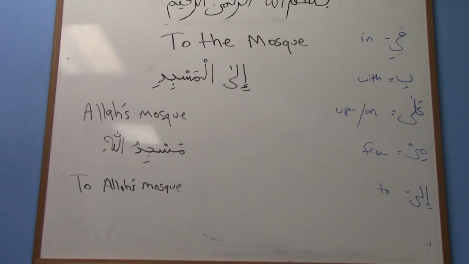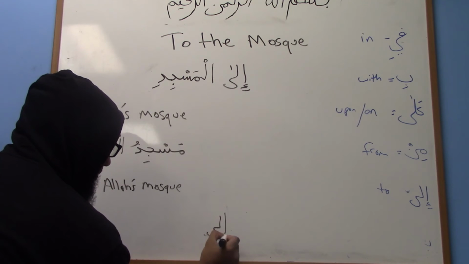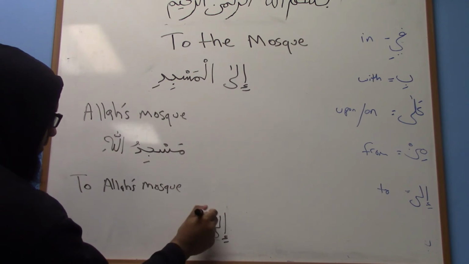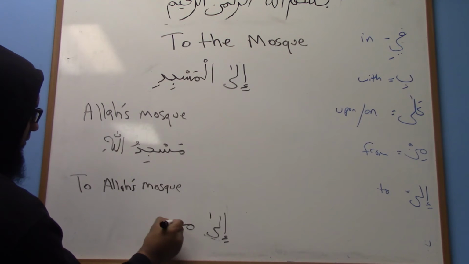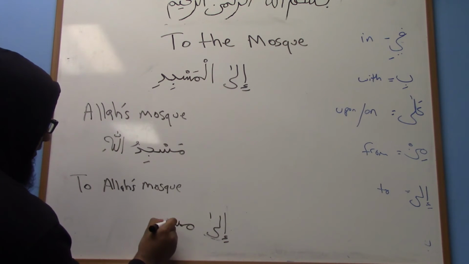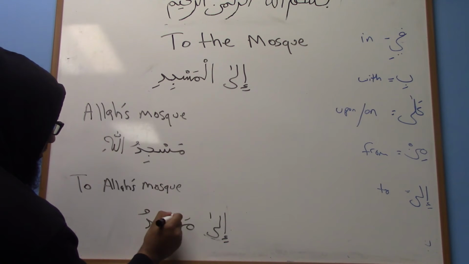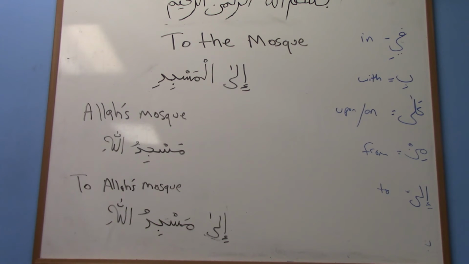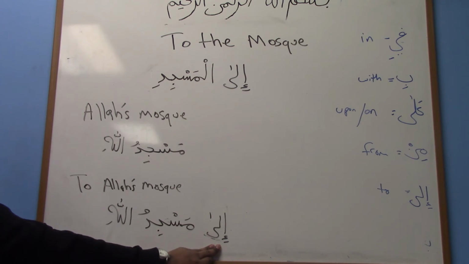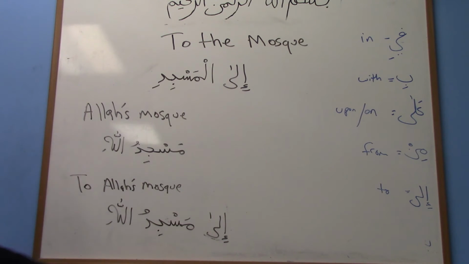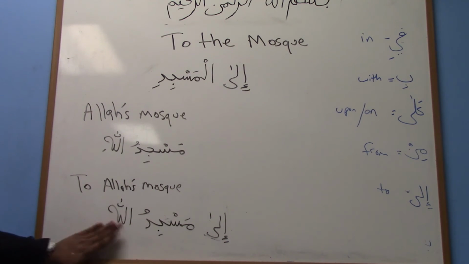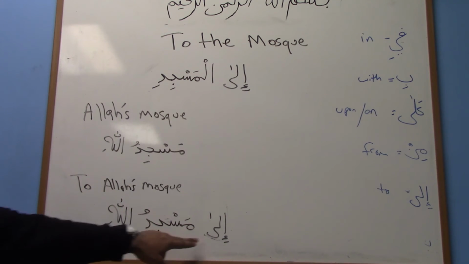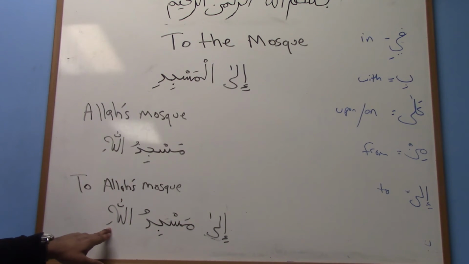So, to Allah's mosque. You ready? Ila masjidu for now, we're going to change it, masjidu Allahi. Now, ila does what to a word? It changes the noun into kasra or kasratain. So we look at Allah. Can it change Allah to kasra? No. Why not? It's already kasra. Therefore, what word is it going to affect? Masjid. This is the only word ila can affect, because the other is already fixed.